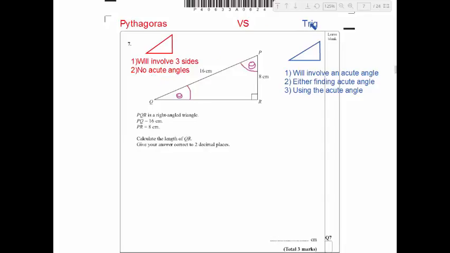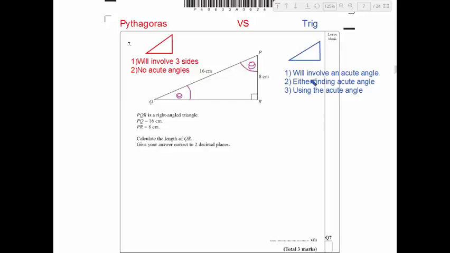Okay, so over to trigonometry, it's pretty much the direct opposite. We have a right angle triangle here, the right angle would be in there, I haven't drawn it. Now, it will involve an acute angle. So it'll either involve this angle down here, you'll be using it, or it will involve that angle up here. I've labelled these angles on this particular triangle, so it would be this angle down here or this angle up there.